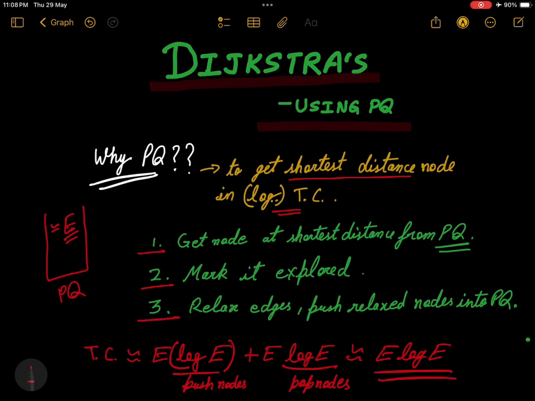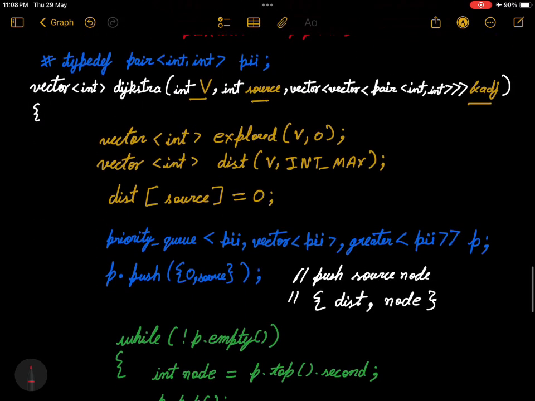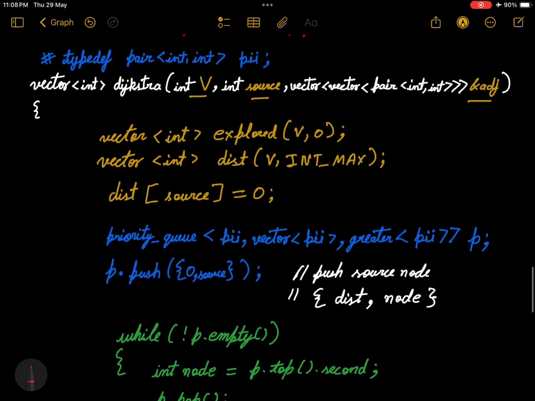Yes, so in case of sparse graph it is better, e log e. Okay, then we saw the code for it, right? It's very similar to our previous Dijkstra, simple Dijkstra.